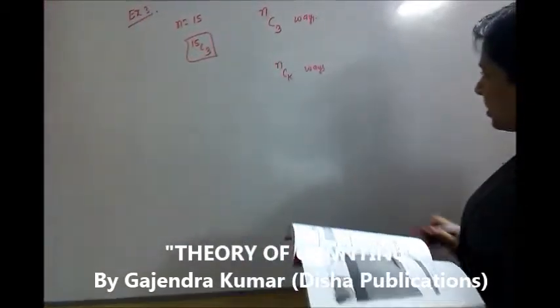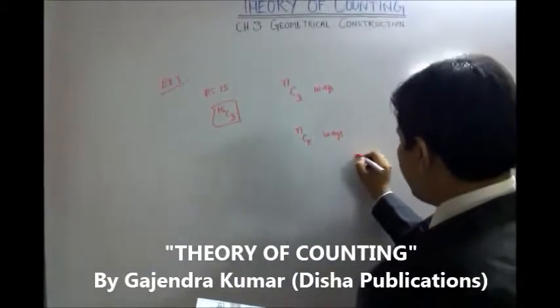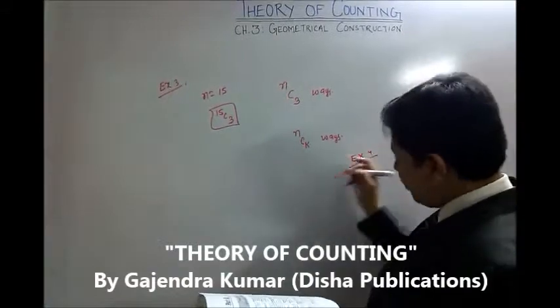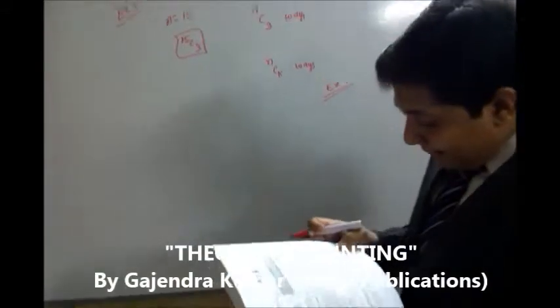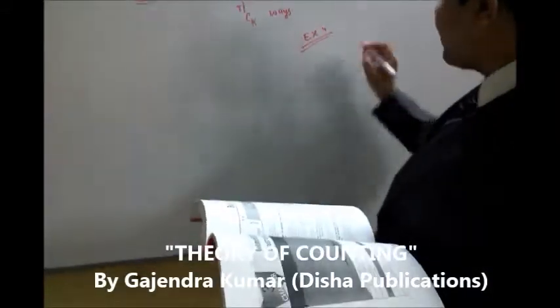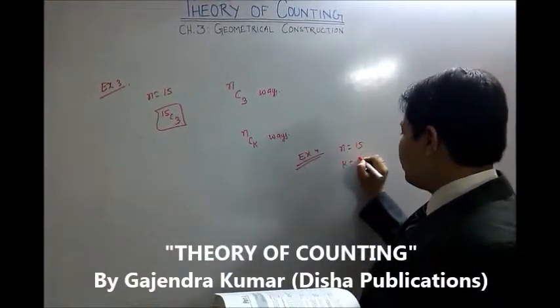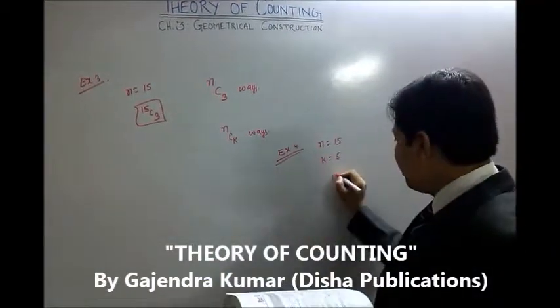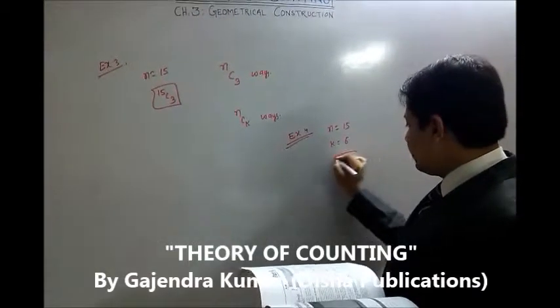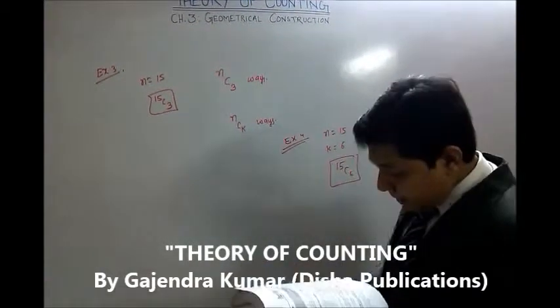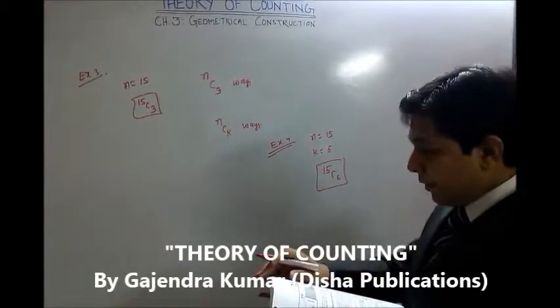example 4. Let's discuss example 4, an application of this concept only. How many hexagons can be drawn from 15 points in a plane? n is equal to 15 and for a hexagon, k is equal to 6. So how many can we draw? 15C6 hexagons we can draw from 15 points if none of them are collinear.